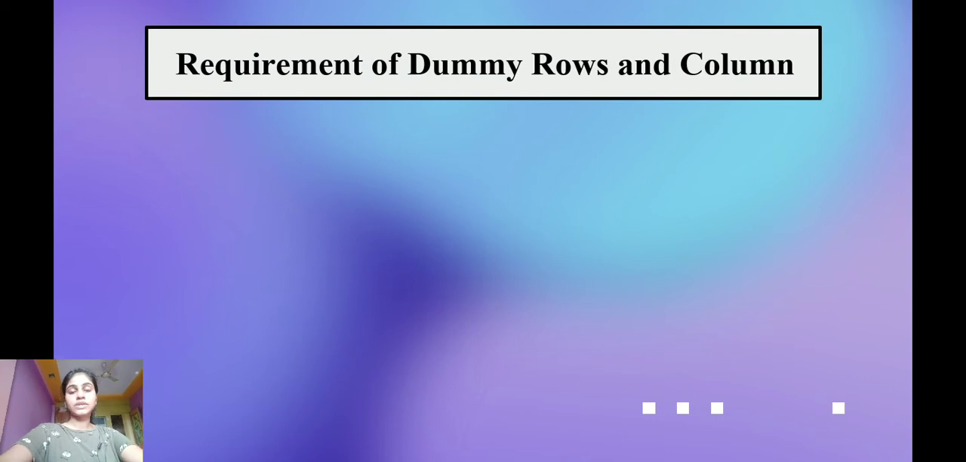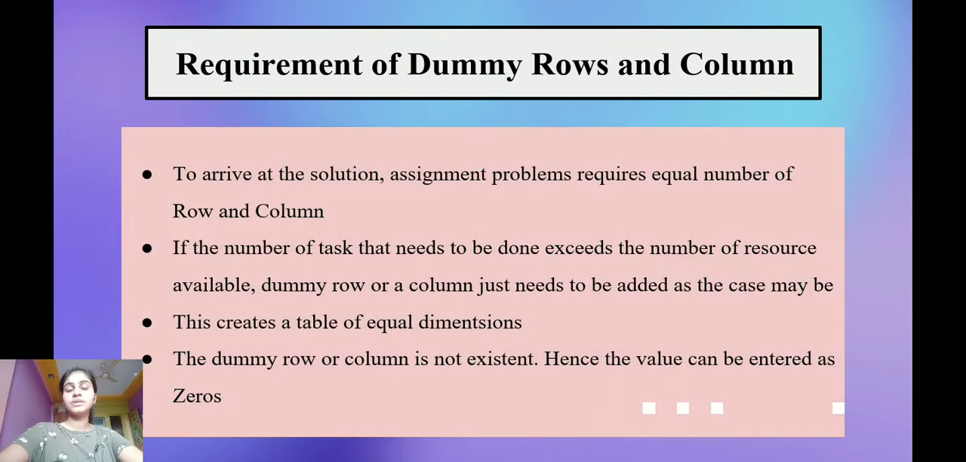Requirement of dummy rows and columns. Why do assignment problems require dummy rows and columns? There should be an equal number of rows and columns in the matrix. Then only we can do the assignment problem. If the number of tasks that need to be done exceeds the number of resources available, a dummy row or dummy column just needs to be added, as the case may be. This creates a table of equal dimensions.